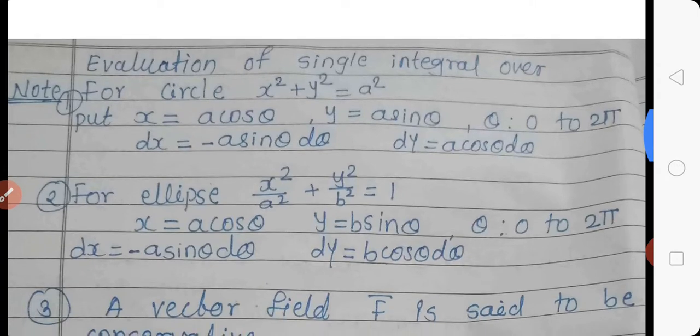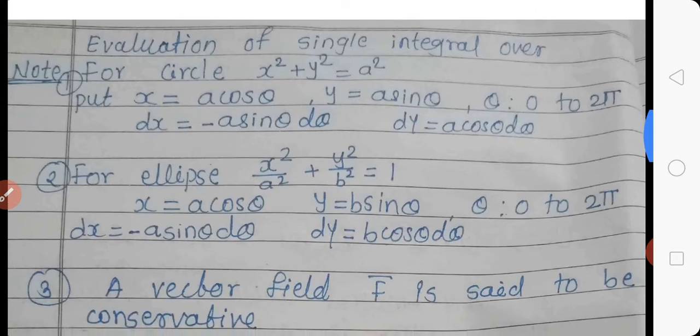Similarly, for the evaluation of a single integral over the ellipse x square upon a square plus y square upon b square is equal to 1, we substitute x is equal to a cos theta, then dx is minus a sin theta d theta. y is equal to b sin theta, then dy is equal to b cos theta d theta, and theta varies from 0 to 2 pi.